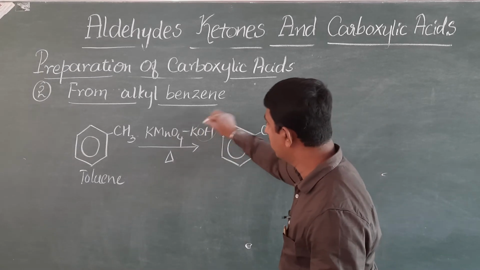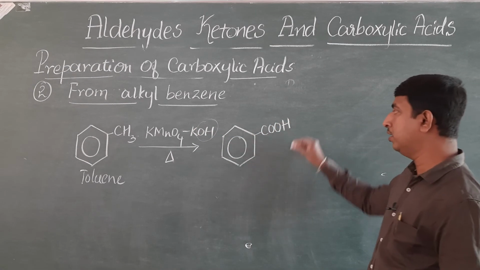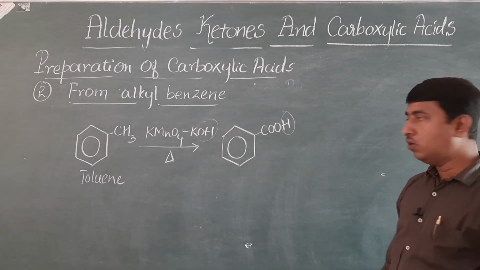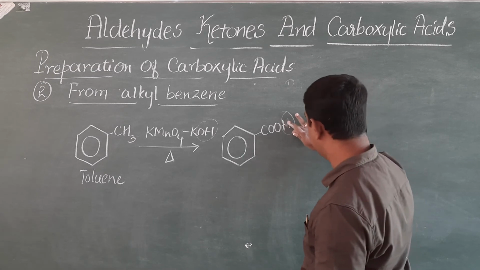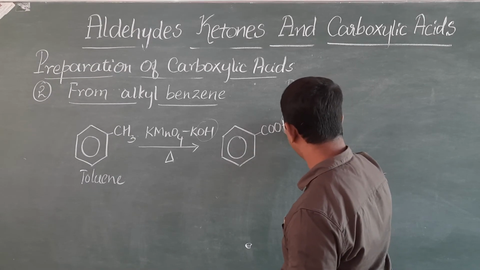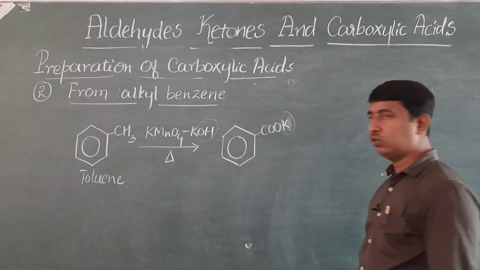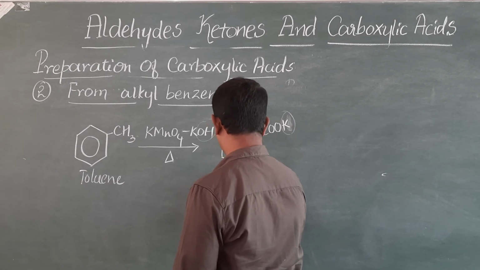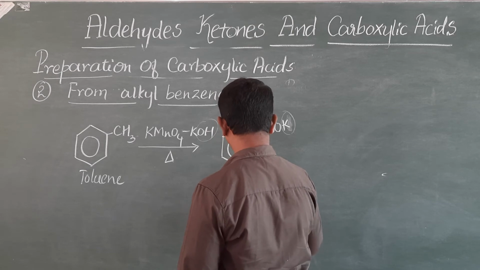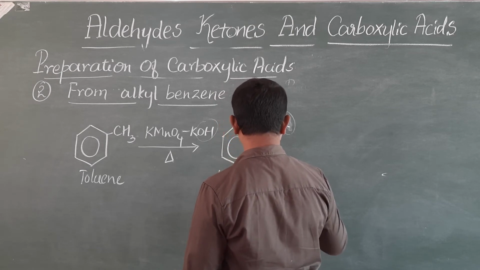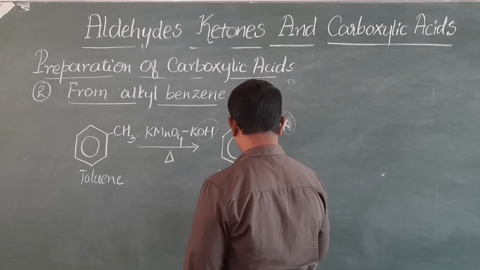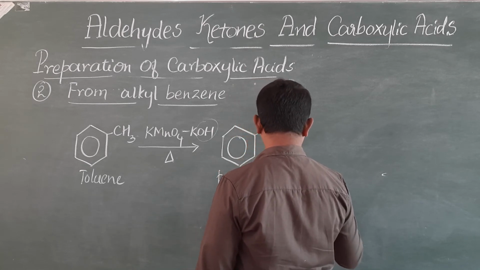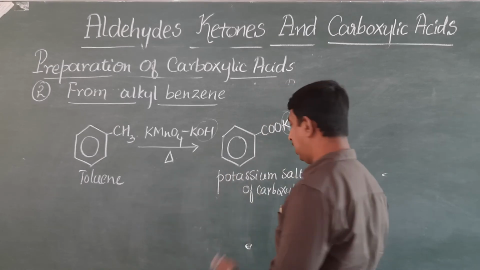So here this base will liberate OH minus, acid liberates H plus. Thereby COOH is converted to what? Converted to potassium salt. It is COOK. This is the potassium salt of carboxylic acid.